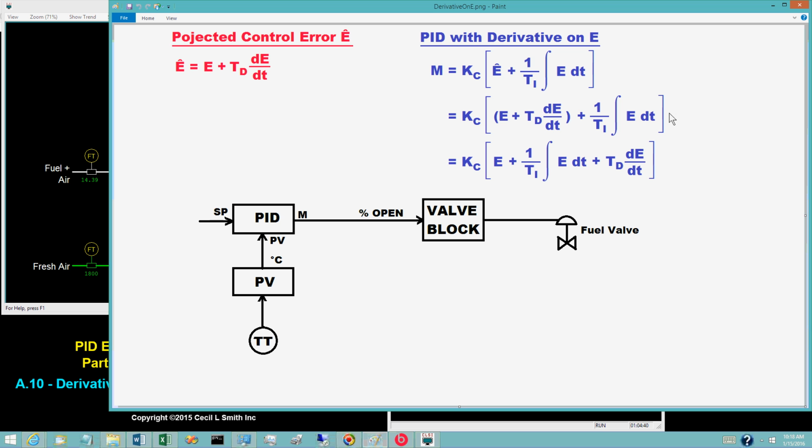Finally, rearrange so that the terms are in the order suggested by PID. M equals K sub C open bracket E plus 1 over T sub I integral of E dt plus T sub D dE/dt close bracket. The proportional term is E. The reset term is the integral of E. The derivative term is dE/dt. When based on E, the sign on the derivative term is positive regardless of the controller action.